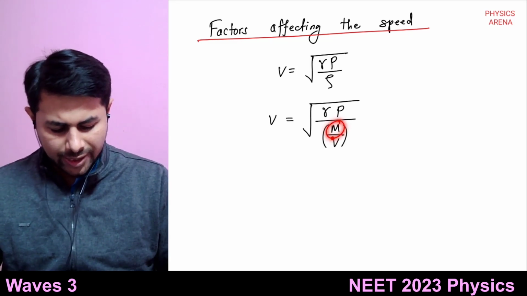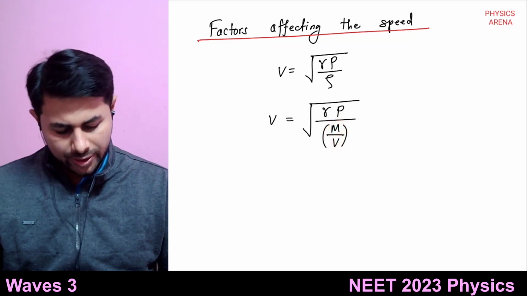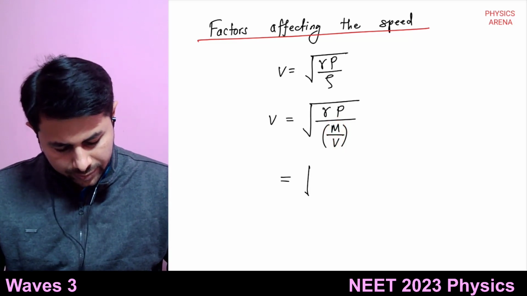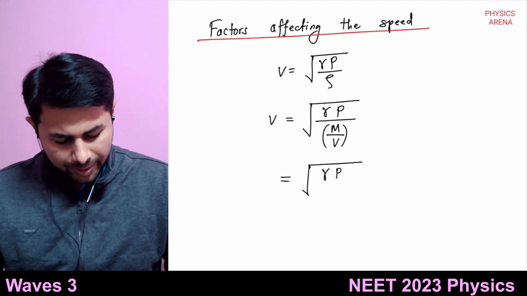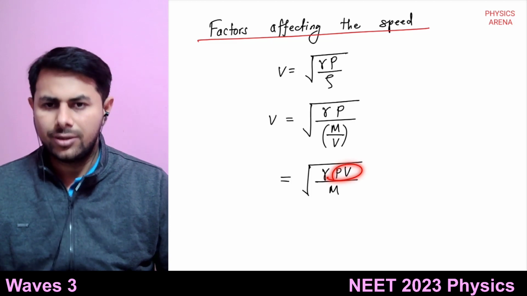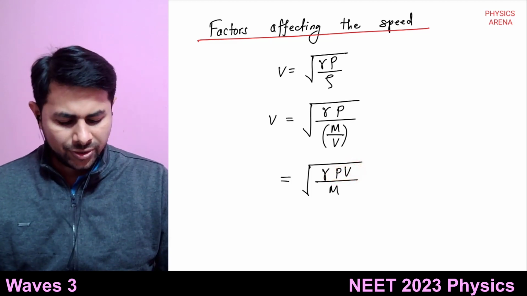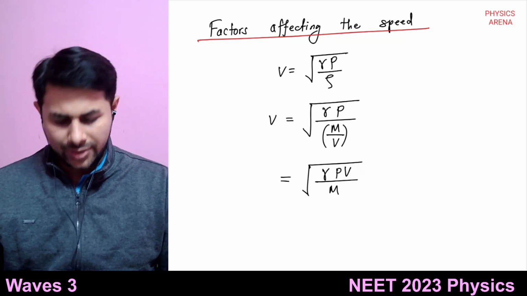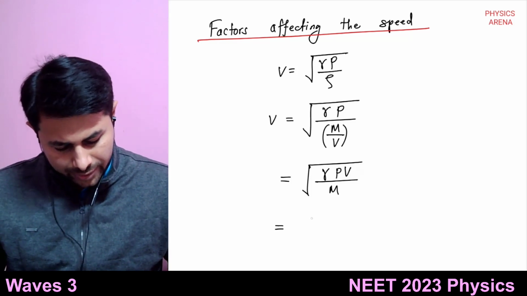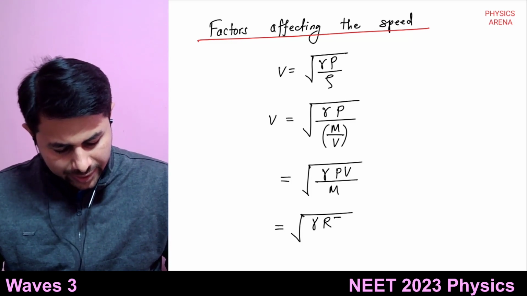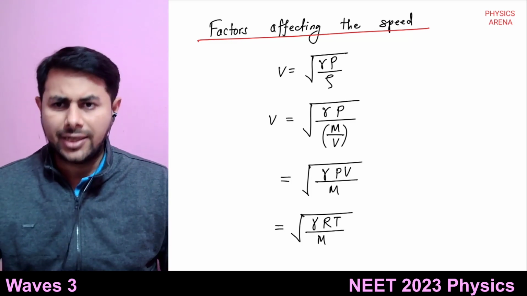Okay, M is molar mass, V is volume of 1 mole. Take that V in numerator. What do you get? It is gamma multiplied by PV divided by M. And what is PV? PV is equal to nRT. So you get this formula, gamma times RT upon M, because n is equal to 1.